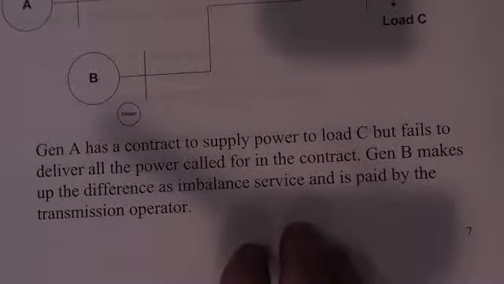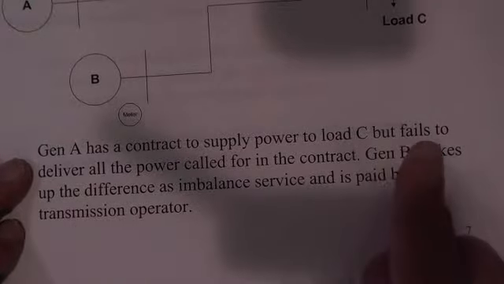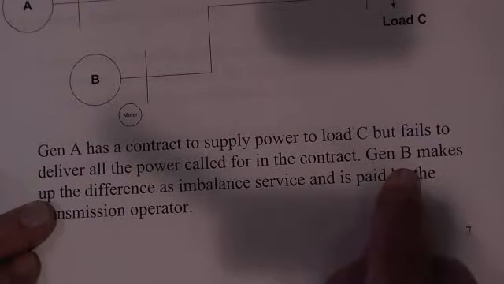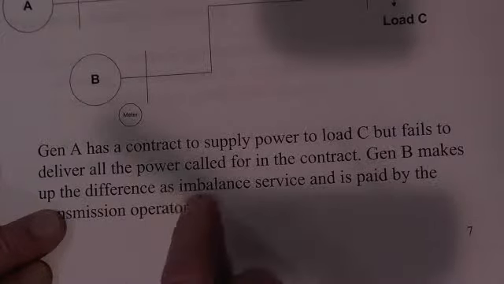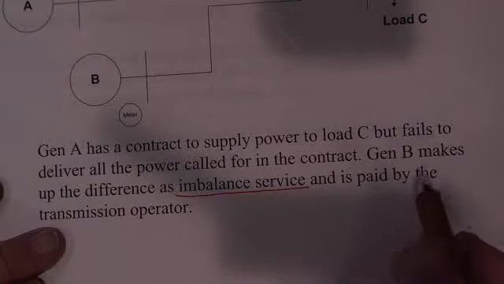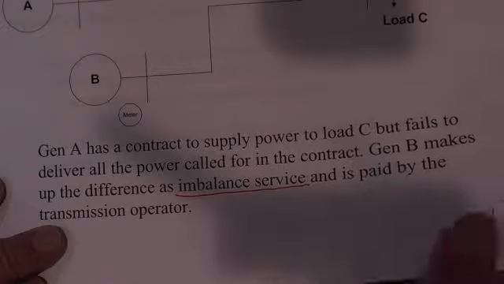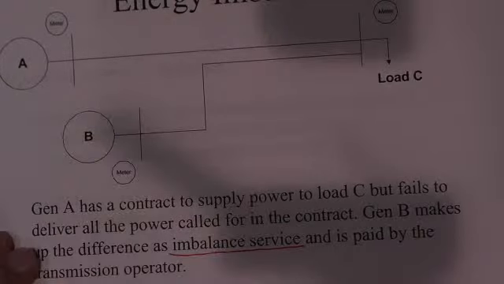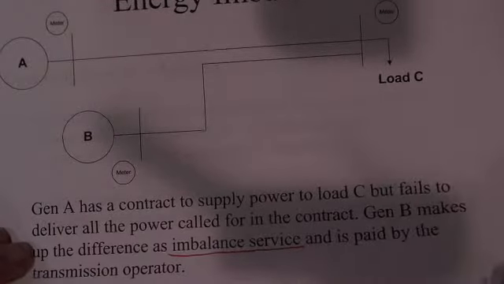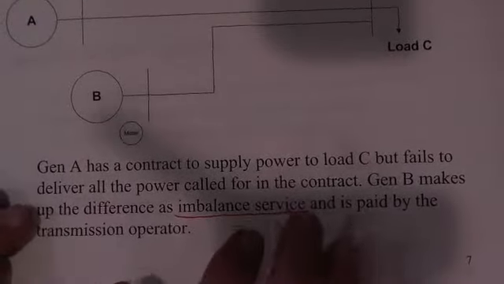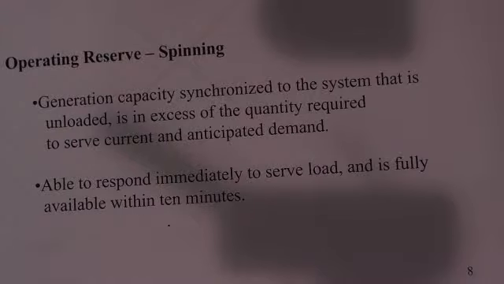Here's a diagram. Generator A has a contract to supply load C, but fails to deliver all the power called for in the contract. Generator B makes up the difference as an imbalance service. So there is a service, and it is paid by the transmission operator. Well, he's paid. This guy is not going to get everything he thinks he's supposed to get, because he didn't send all the power. But they want to keep load C happy, so B comes along and says, "I'll give you that extra megawatt hour to keep him from getting mad."